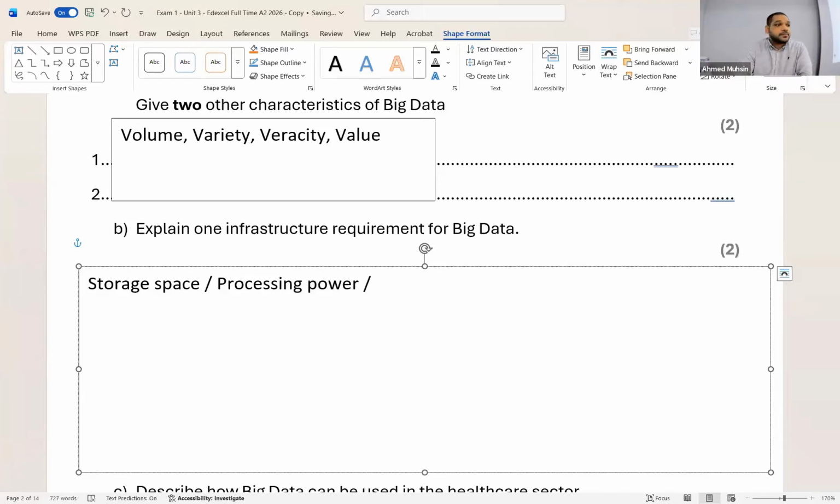Something else? You're collecting this data from various sources. From those sources, it needs to be brought to your servers. What do you need? You need bandwidth. You need proper network infrastructure, isn't it? I'll just say bandwidth. Anything else you need over here? The examiner mentions one more thing.